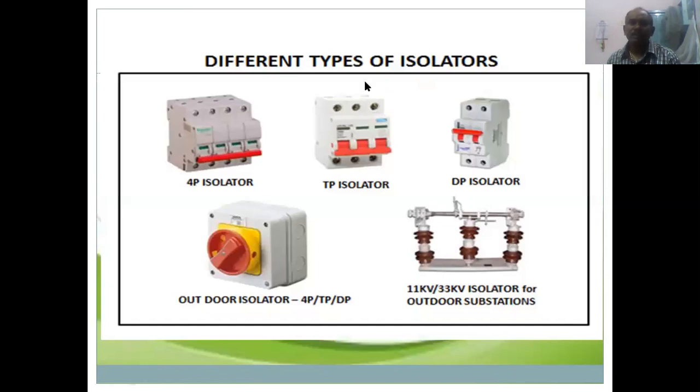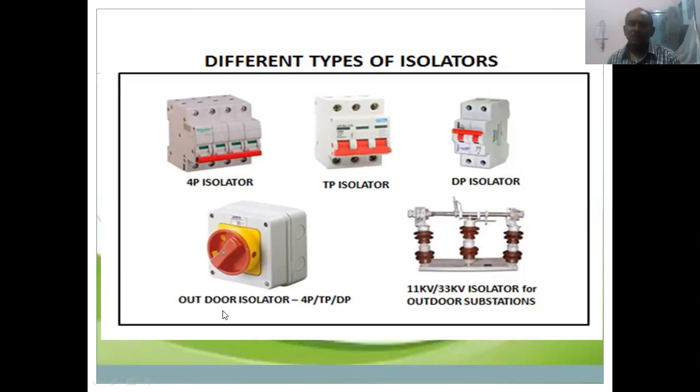These are the different types of isolators. Four pole isolators: one, two, three, four. Four pole isolators and triple pole isolators: R phase, Y phase, B phase. Here is R phase, Y phase, B phase, and neutral. And DP, double pole isolator: phase and neutral.